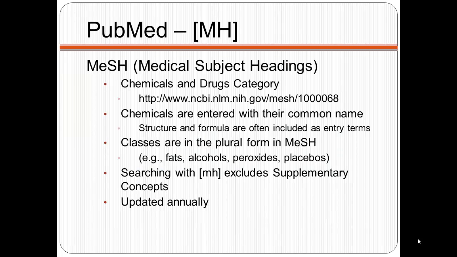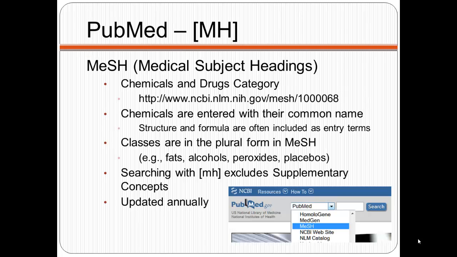The strength of the PubMed database is the controlled vocabulary, the medical subject headings, or MeSH. The MeSH database is easily accessible by using the drop-down menu from PubMed. Chemicals and drugs are cataloged on their own branch of the MeSH tree. Although one can search PubMed with a formula or structure of the chemical, it is best to use the chemical's common name when searching PubMed.